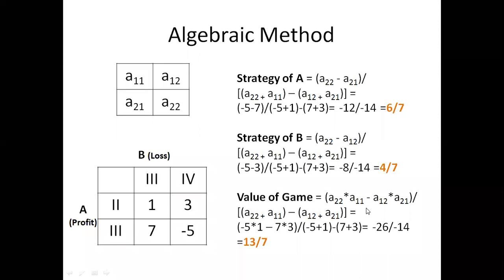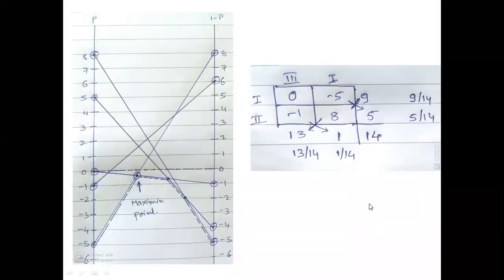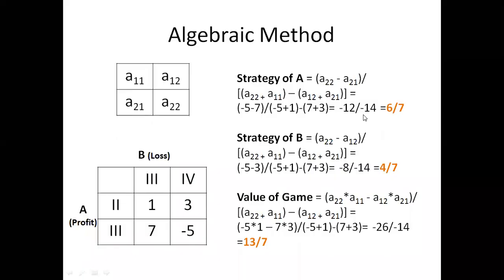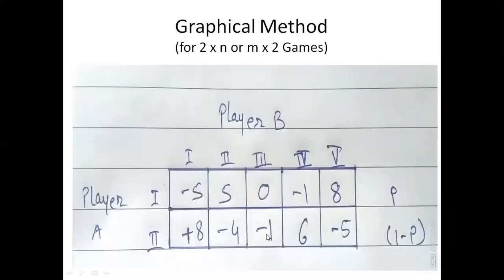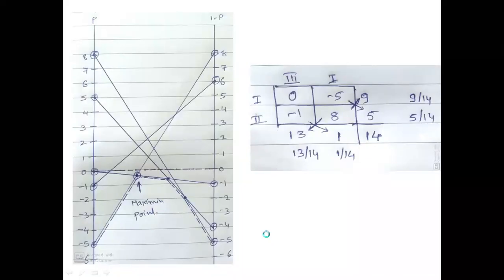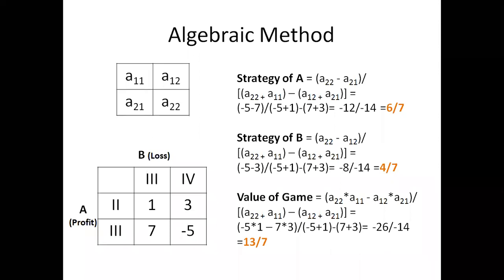So we have solved this by the odds method. The strategy is given. In this case, you are trying to solve it by the algebraic method. Determine the strategy for A and the strategy for B using the algebraic method. So these are the formulas. Write down the formulas for A, the formula for B, the strategy for B, and the value of game.